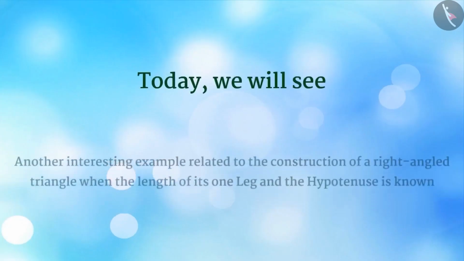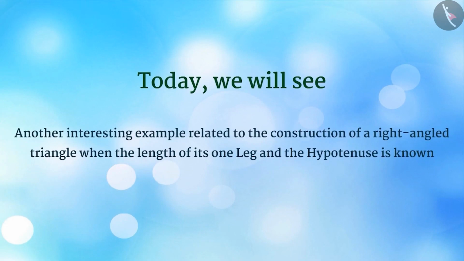Today we will see another interesting example related to the construction of a right-angled triangle when the length of its one leg and the hypotenuse is known. Let's look at an example for this.